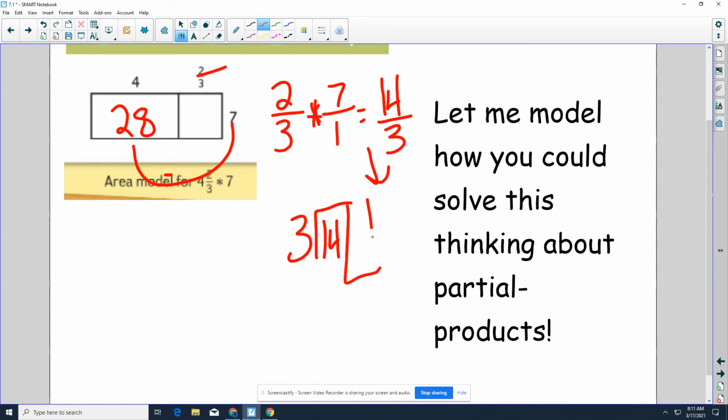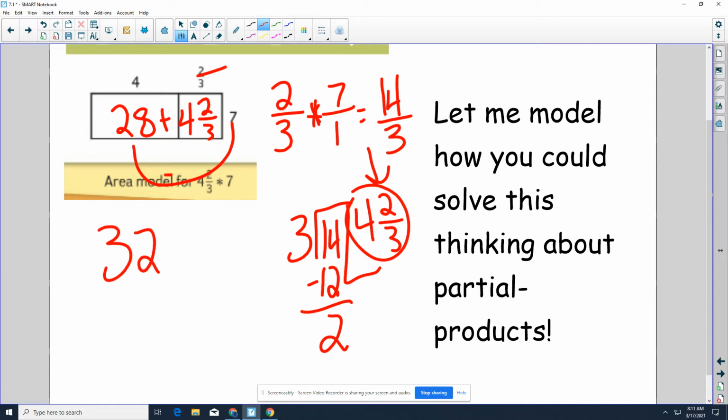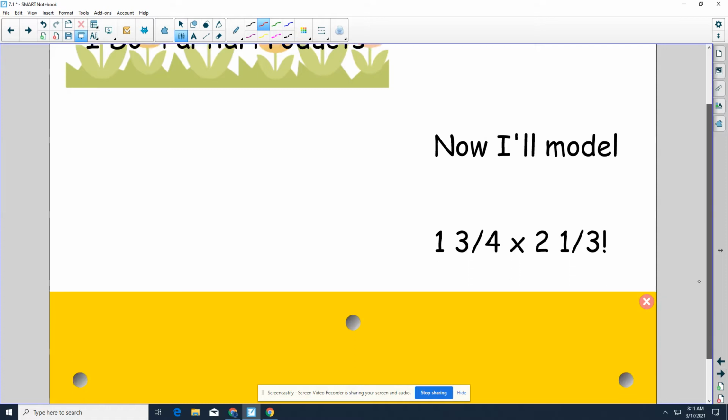So let's say 3 times 4 is 12. I get a remainder of 2, and I keep the same denominator, so 4 2/3. So in this box, I put 4 2/3. When I add those two boxes together, I get 32 2/3. And so that's what we're going to be practicing today, using the area model to multiply.